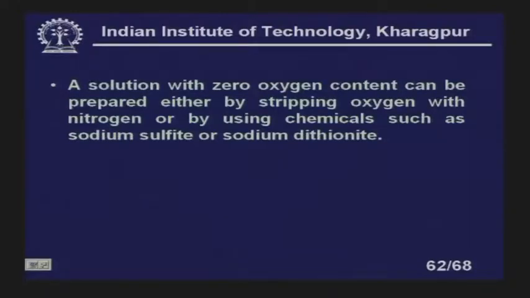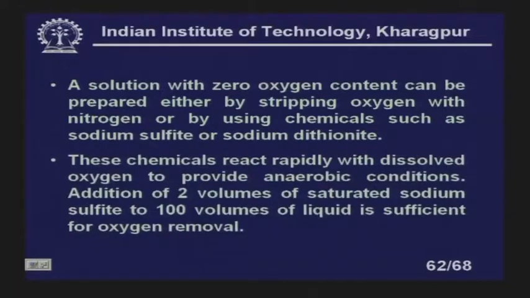A solution with 0 oxygen content can be prepared either by stripping oxygen with nitrogen or by using chemicals such as sodium sulphide or sodium dithionite, because by this all the oxygen will go out. These chemicals react rapidly with the dissolved oxygen to provide anaerobic conditions. Addition of 2 volumes of saturated sodium sulphide to 100 volumes of liquid is sufficient for oxygen removal. So, the liquid now is totally oxygen free. So, I can make my calibration for my 0 oxygen concentration. What is my output, which is supposed to be 0? If it is not, that is the offset current or dark current.